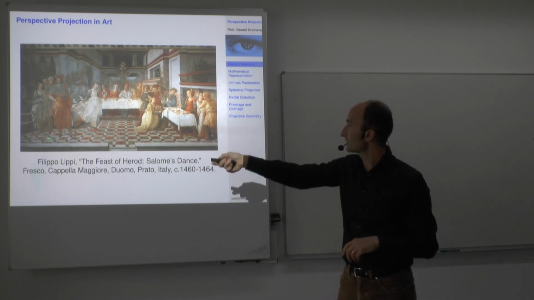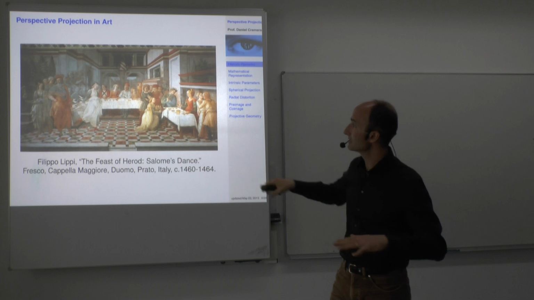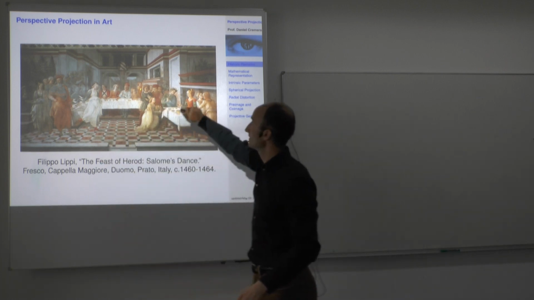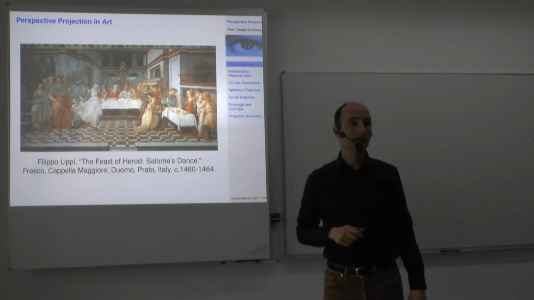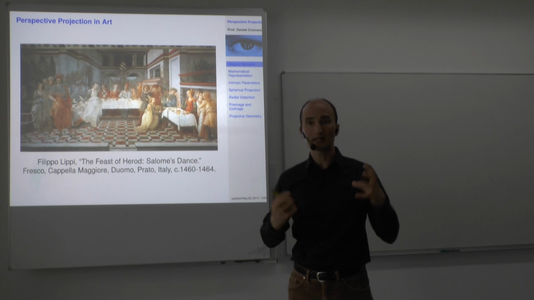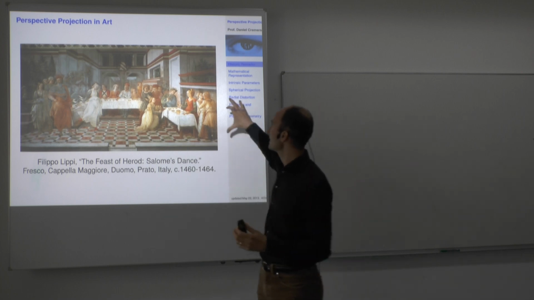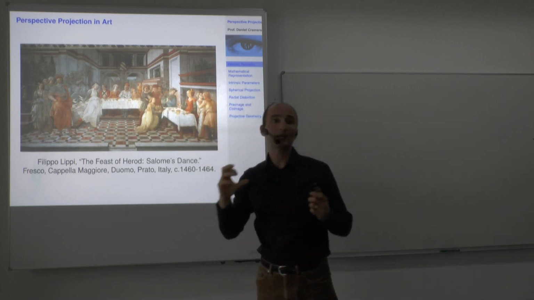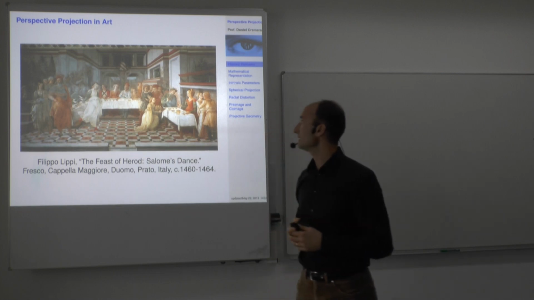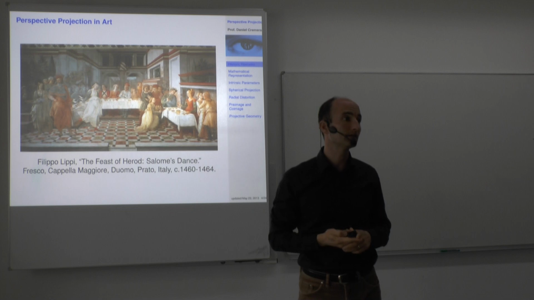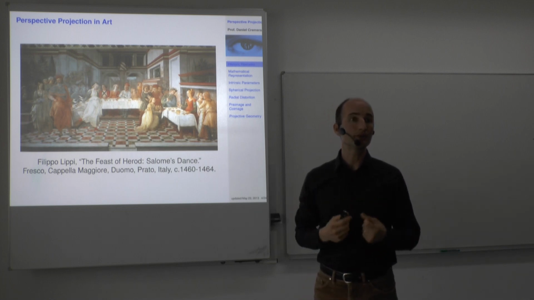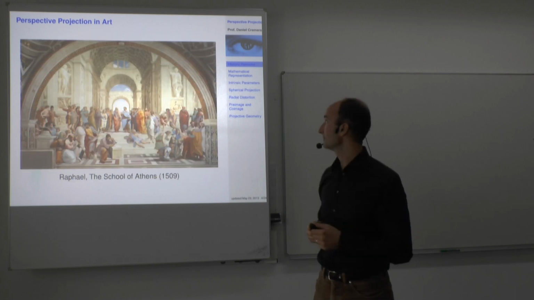And as you can see here on the floor very nicely, these lines that are in principle parallel all seem to converge to some vanishing point in here. And that gives you that feeling of foreshortening, that aspect that things get smaller the further away they are from the camera. And so clearly Filippo Lippi had a good understanding of how perspective projection can be used to give you that sense of depth.